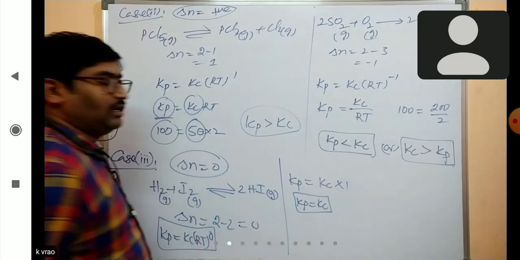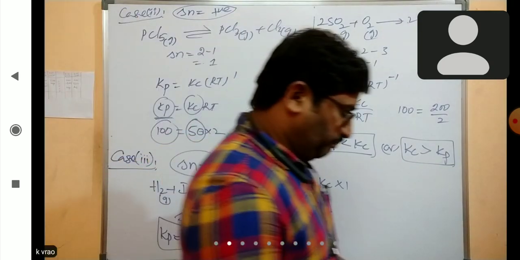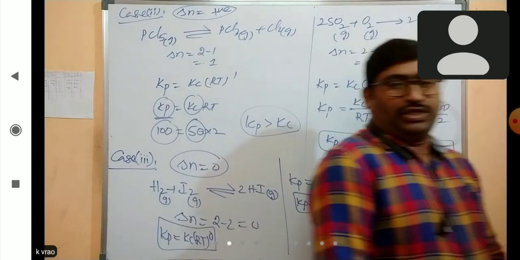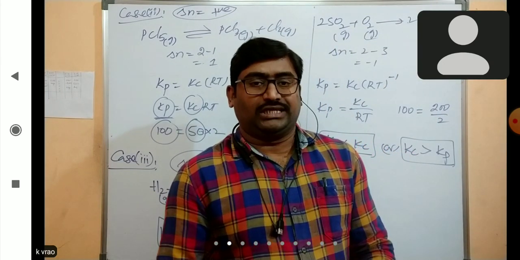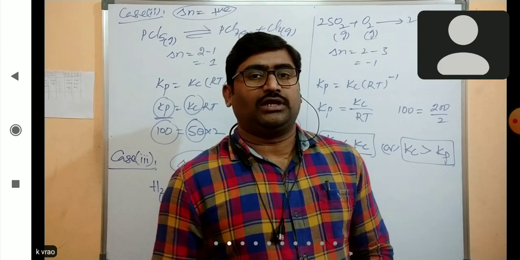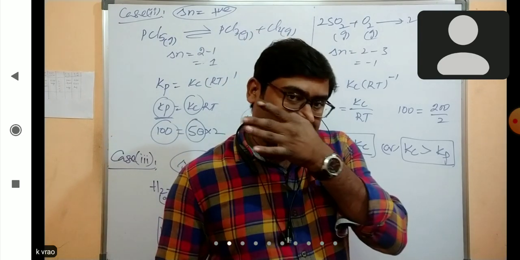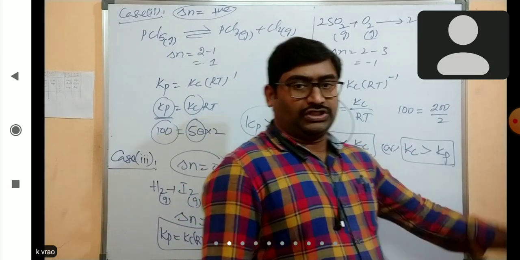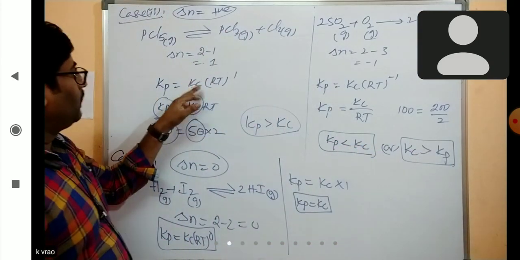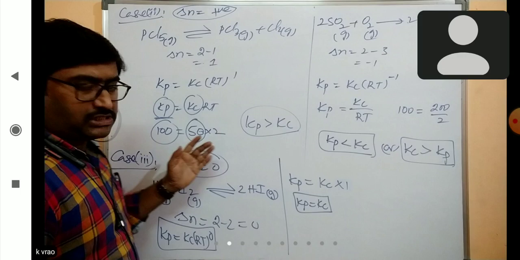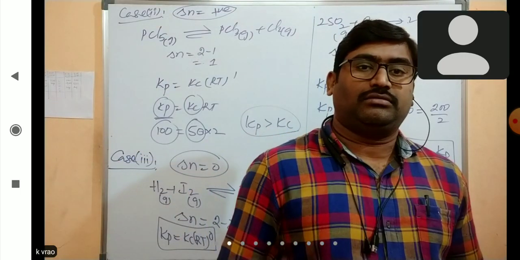This is the relation. When delta n value is equal to 0, the number of moles of products is equal to the number of moles of reactants present in the gaseous state, then Kp value is equal to Kc. Delta n positive, Kp is greater than Kc. Delta n negative, Kp is smaller than Kc. Is it clear now?